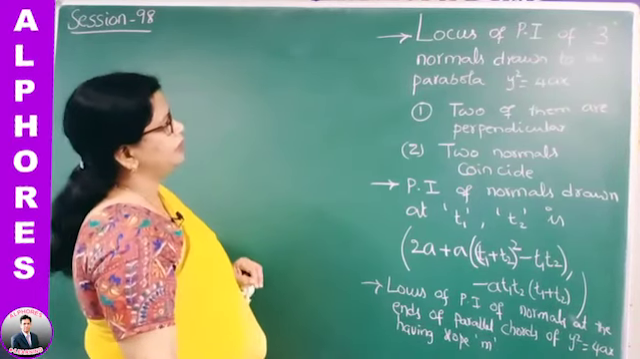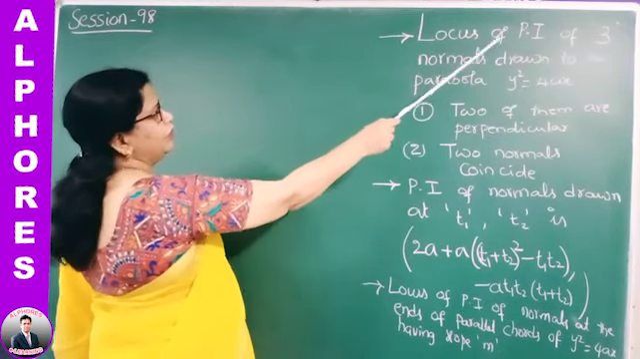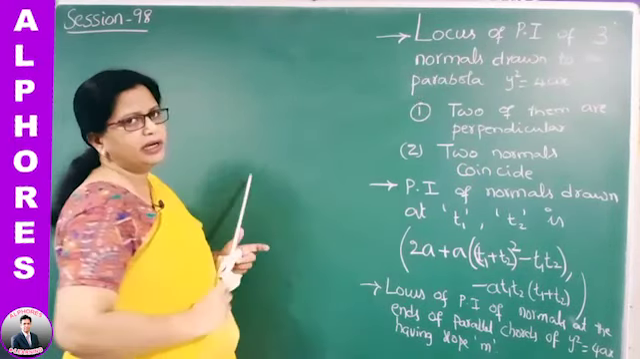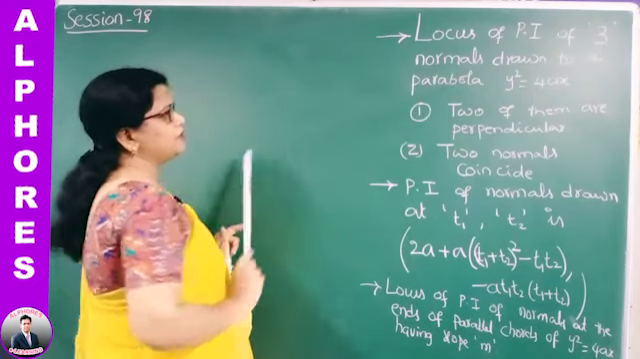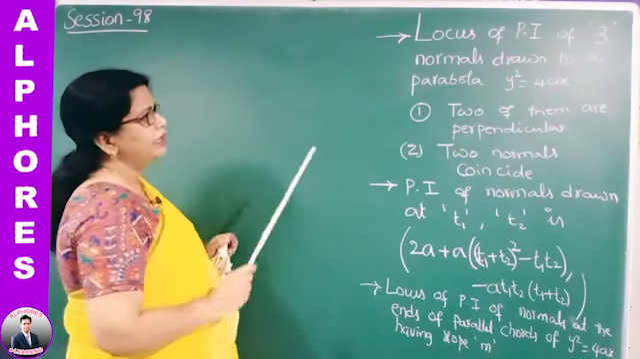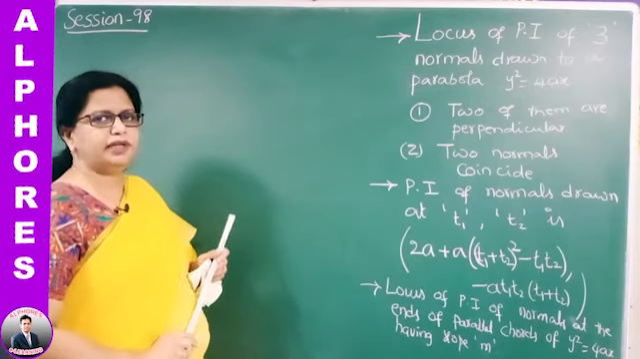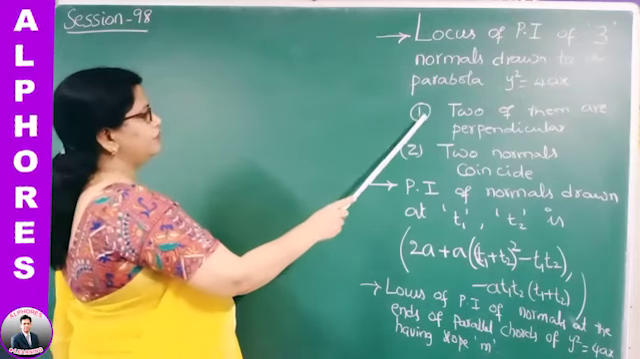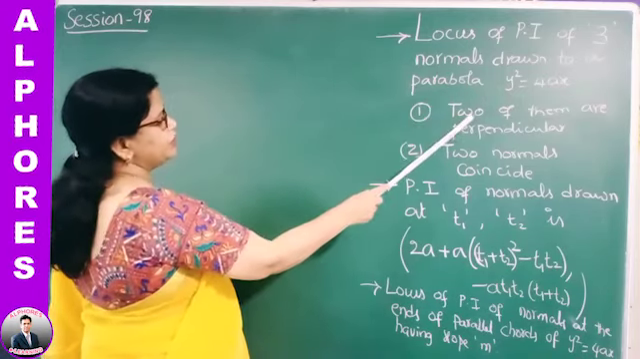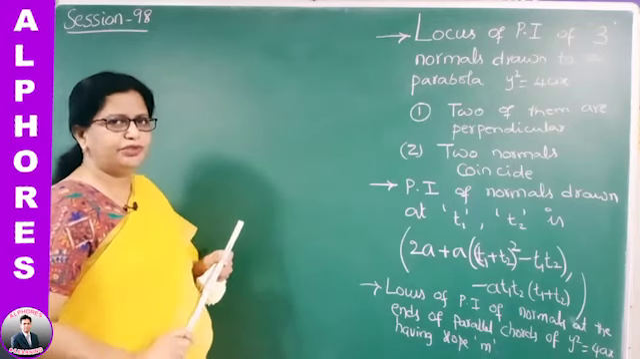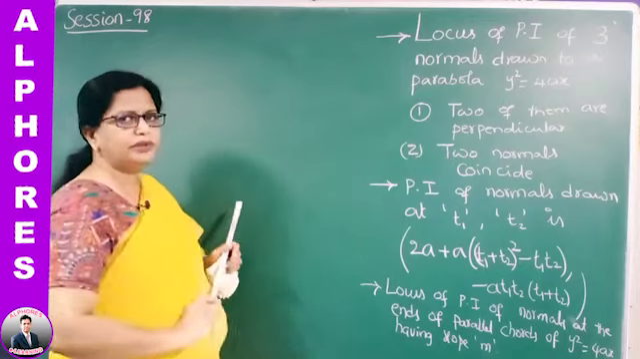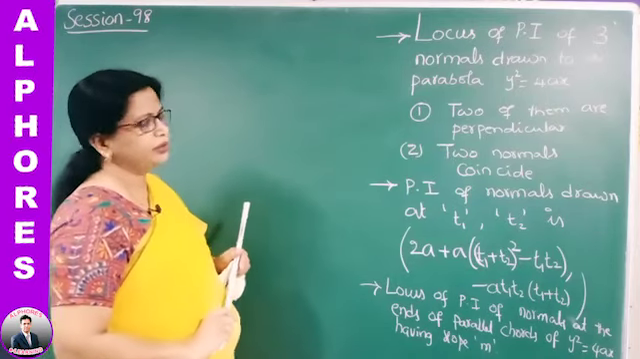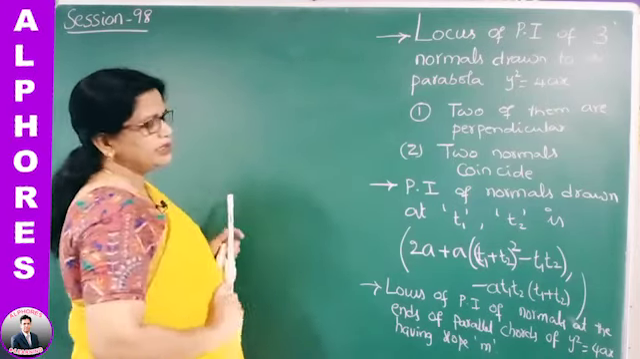The problem is the locus of the point of intersection of three normals drawn to a parabola y squared equals 4ax. Under what condition? Locus means every time we require a condition. In the first problem, the condition is that two of those normals are mutually perpendicular, and in the second problem, two of the normals coincide. So let us observe how to do this.